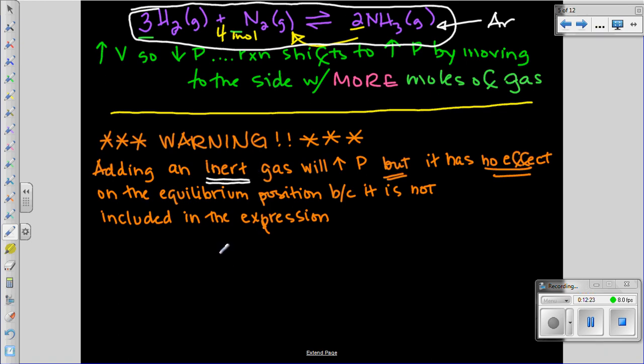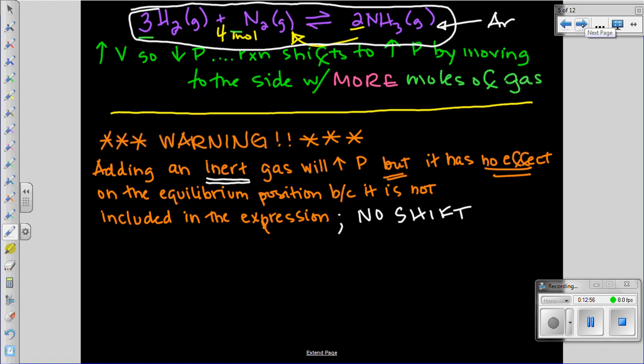So you need to watch out for questions like this, because they'll ask you the direction of the shift when you've added an inert gas. And what you want to say is that adding an inert gas will increase pressure, but it has no effect on the equilibrium position because it's not included in the equilibrium expression. So you're basically saying that there's no shift in direction. There's no effect on the equilibrium position.